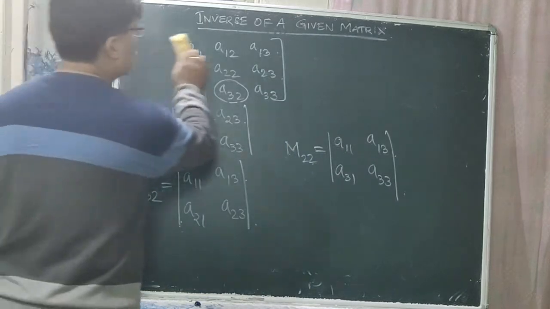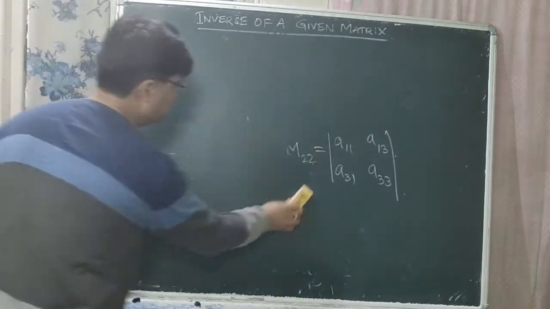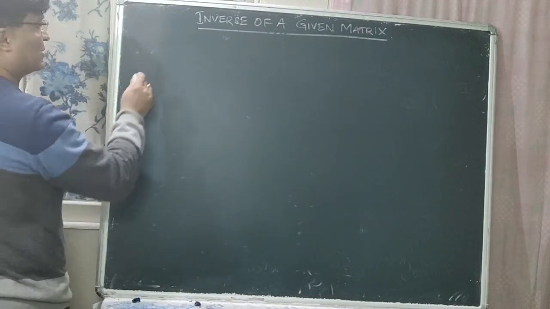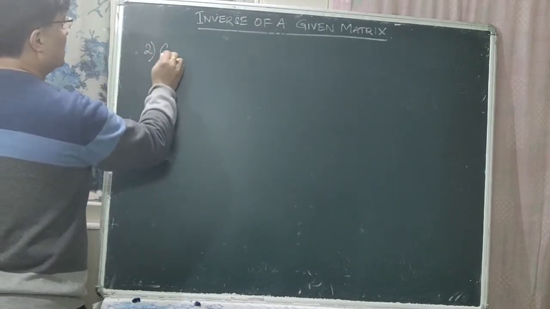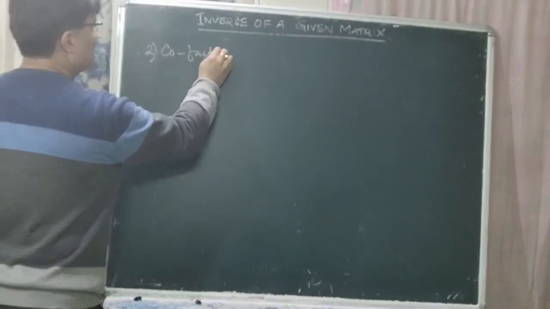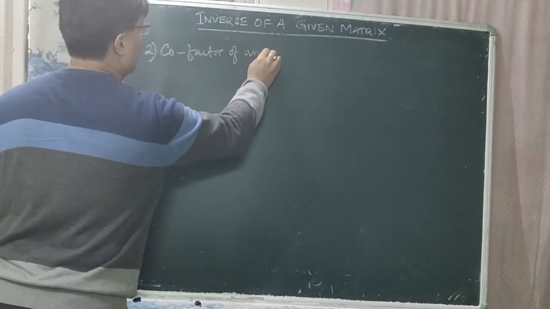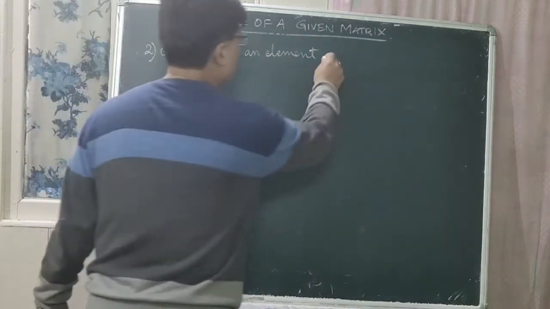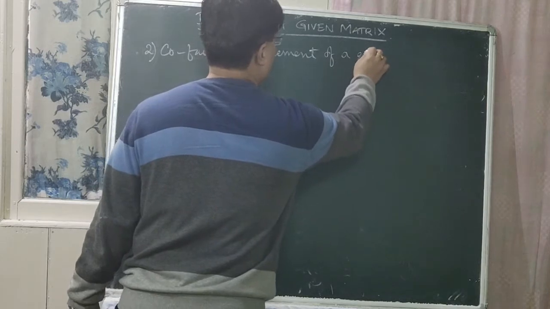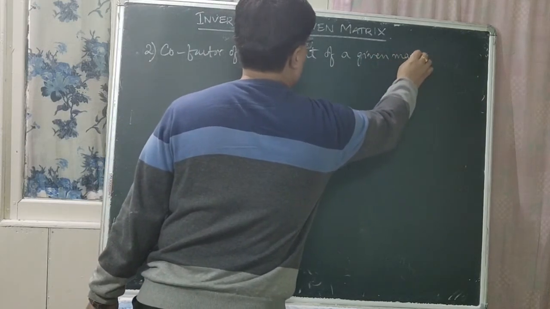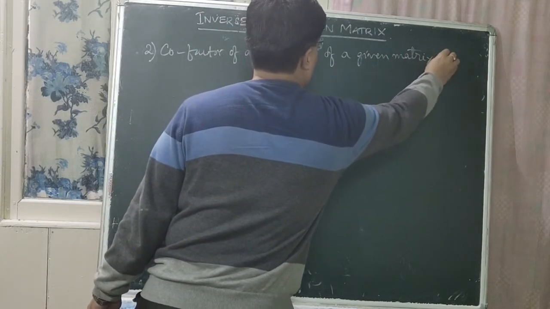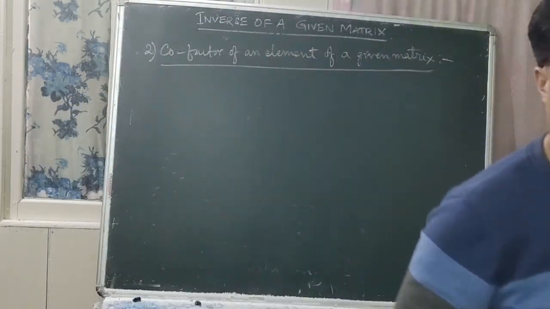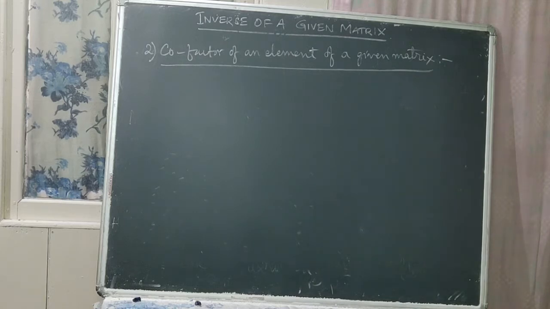Now let's discuss the cofactor. So now let us discuss the cofactor, right? So number 2 is cofactor of an element of a given matrix. So let us discuss the cofactor of an element of a given matrix. Okay.